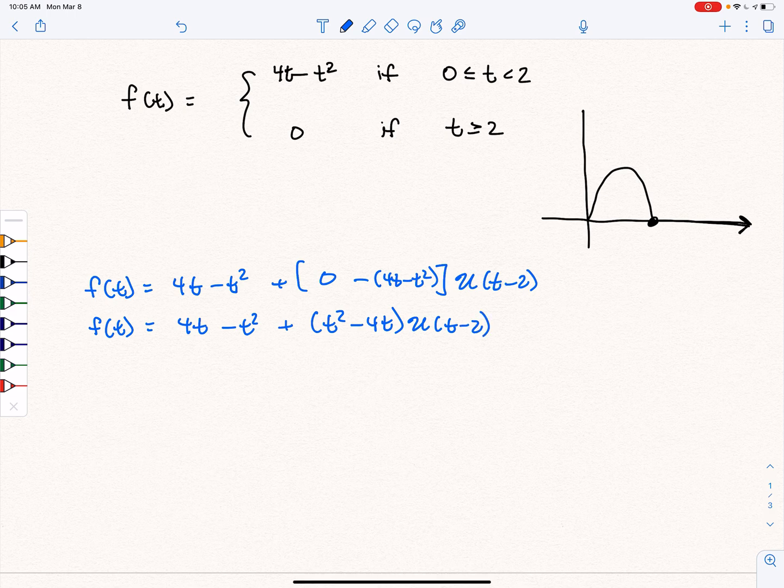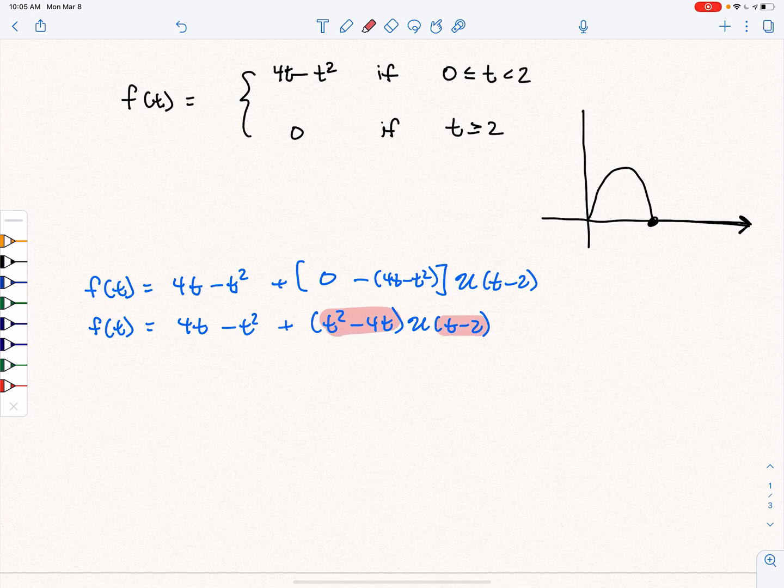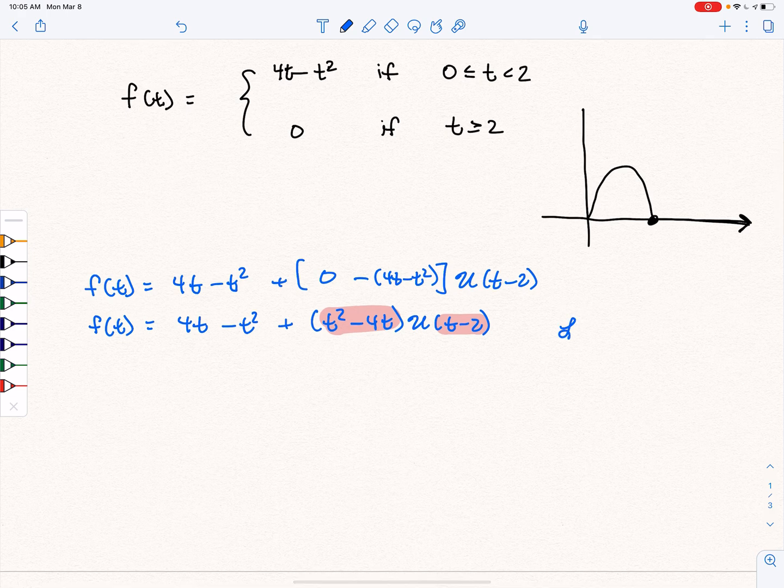Now remember, this function out front here has to match the shift, the t minus 2. In other words, I want to be able to write that function in terms of t minus 2 to easily use the transform formula, which remember is Laplace transform of a function of t minus t naught times a unit step of t minus t naught, a true delay in the function, is the Laplace transform of the original function times e to the negative t naught times s. So I need to write this in terms of t minus 2.